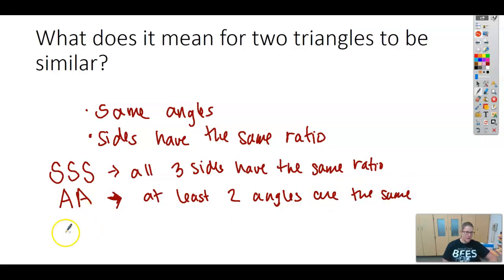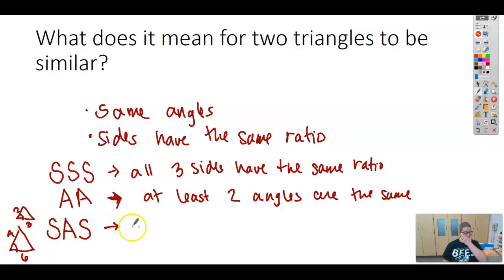And the third test would be if I know that there is a side and then an angle between that and another side. So let's see, if I have a triangle here and I have a triangle here, if this side and this side are congruent and this side right here has the same ratio, 2/4 is the same as 3/6. If the ratio between each side is the same, then the triangles will be similar.